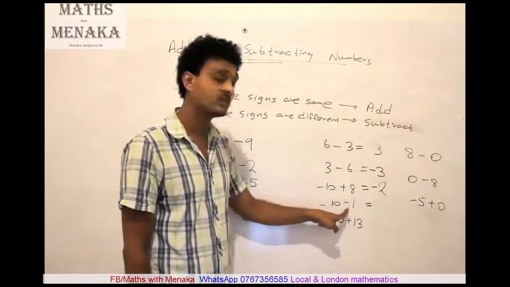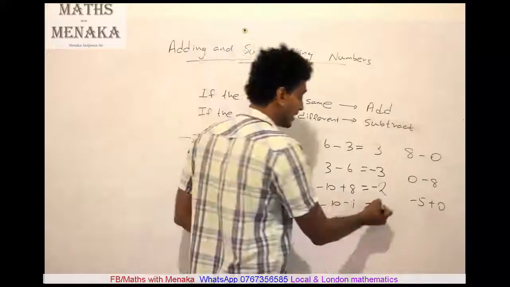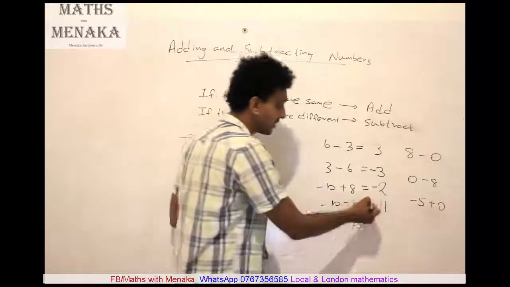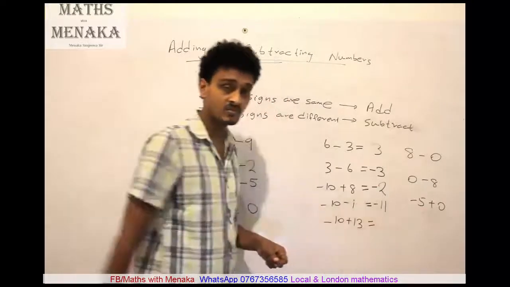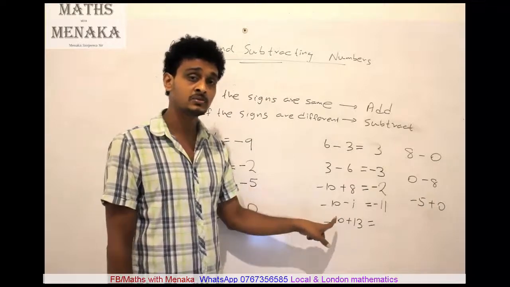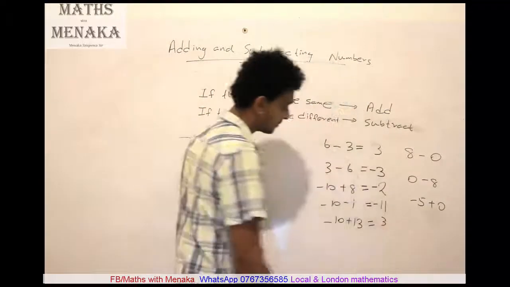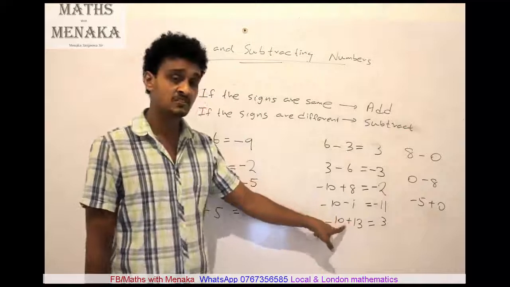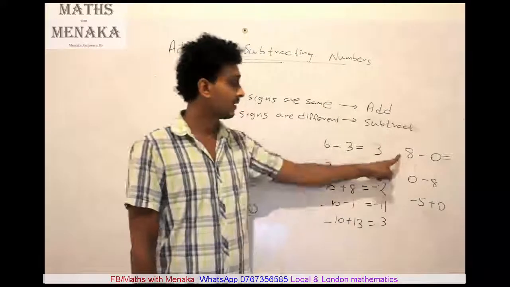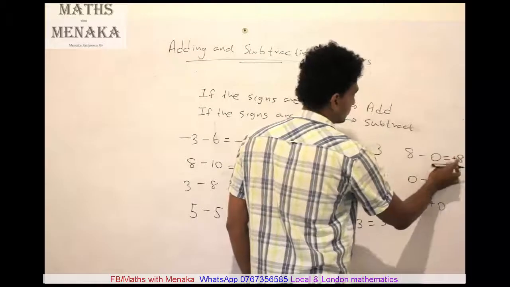Here, negative, negative. You have to add them. When you add 10 and 1, this becomes 11. The sign of the bigger one is negative, so the answer is negative. This one. Negative, positive. You have to subtract. You have to subtract 10 from 13. The answer is 3. What is the bigger one? 13, its sign is positive. The answer is positive 3. So minus 10 plus 13 is 3. 8 minus 0 is 8. The bigger one is positive. So the answer is positive 8. It means just 8.